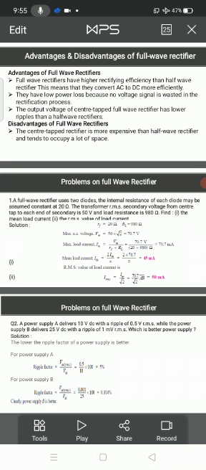So see here, the data is given: a center tap rectifier with two diodes. Each diode has 20 ohms resistance, the transformer secondary voltage is 50 volts, which is the input voltage of the rectifier, and the load resistance is 980 ohms.